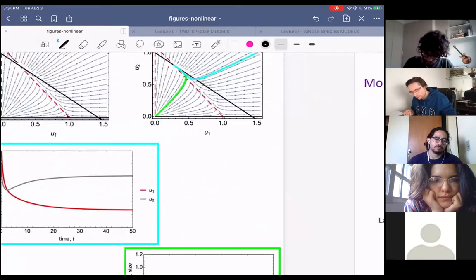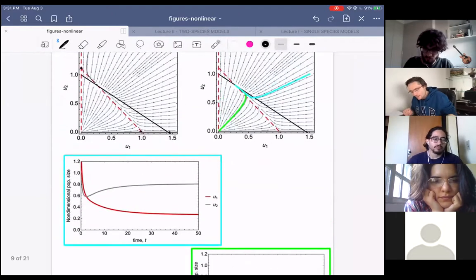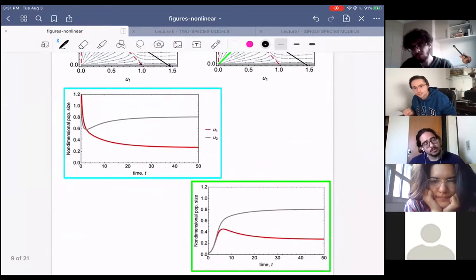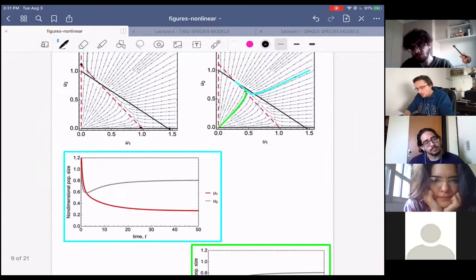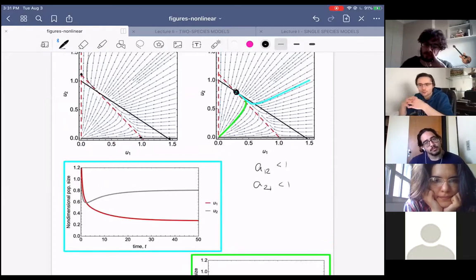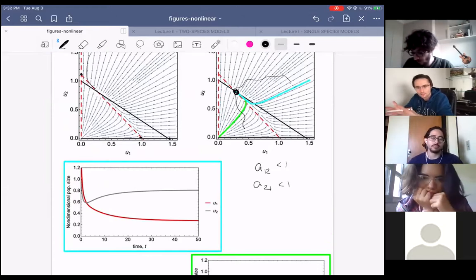So you can see that no matter where we start here, this is again the time series for this blue trajectory, the time series for the green trajectory. I always go to this condition. And of course, the value of this fixed point will depend on the actual value of A12 and A21, as far as they are smaller than 1. So it is not the same for them to be 0.1 and 0.3 or 0.2 and 0.8. So this fixed point, of course, can move around the phase space depending on how I precisely parameterize my system.